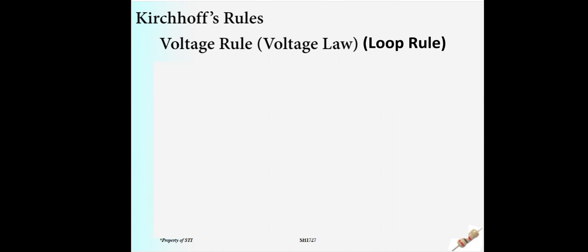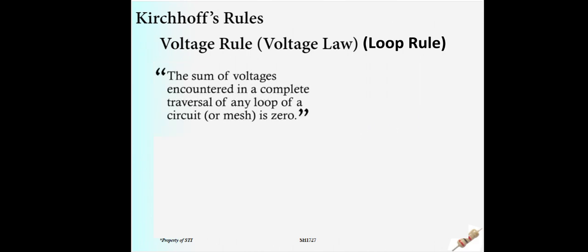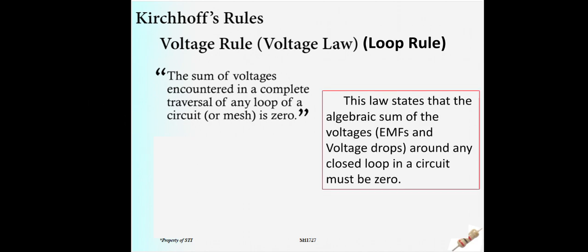And next, we proceed to the second rule of Kirchhoff's rules, and that is the voltage rule, also known as voltage law or loop rule. Okay? So according to this, the sum of voltages encountered in a complete traversal of any loop of a circuit or mesh is 0. So it talks about the voltage. Just like the algebraic sum of our currents is equal to 0, the same goes for the voltage rule. The sum of voltages encountered in a complete traversal of any closed loop in a circuit must be 0.